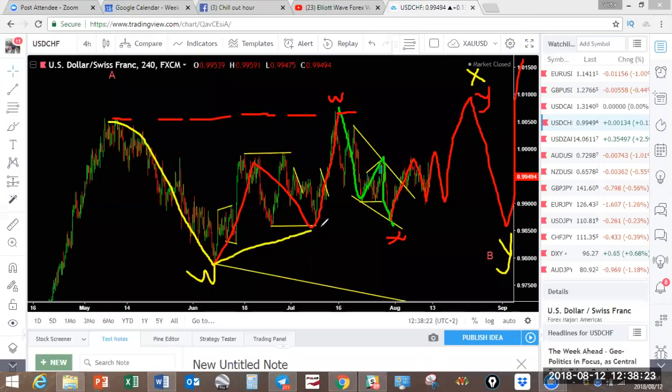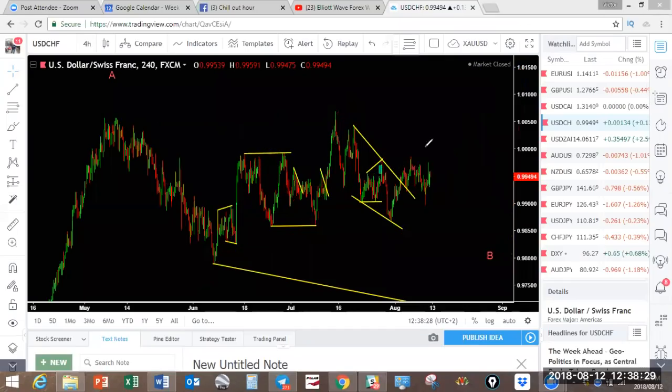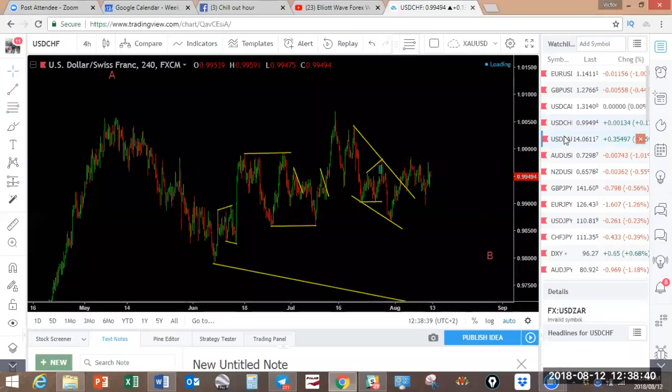Okay, so this whole thing looks corrective. It looks corrective on there. So watch out for a corrective structure. So you've already had this one. So this could be ready to go, just go like that. Okay. So that's US dollar CHF. US dollar ZAR.